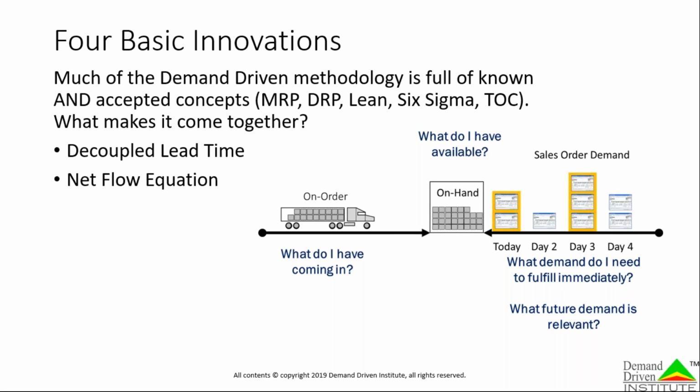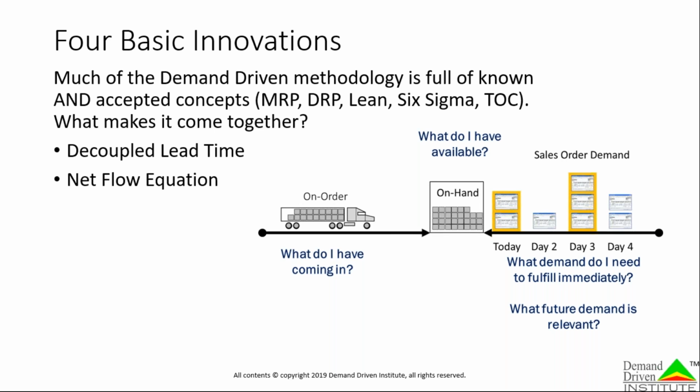The next is, what do I have available? The next is, what demand do I need to fulfill immediately? And what future demand is relevant? If you can answer those 4 questions as a planner for each of your items, you're doing great. The problem is, when you're using an MRP system, the answers are always changing depending upon when the MRP was run. In DDMRP, the answers don't change. The answers are immediate and they're intuitive.